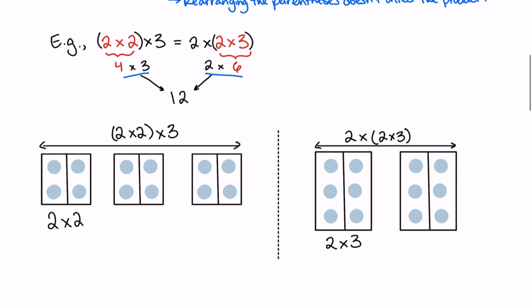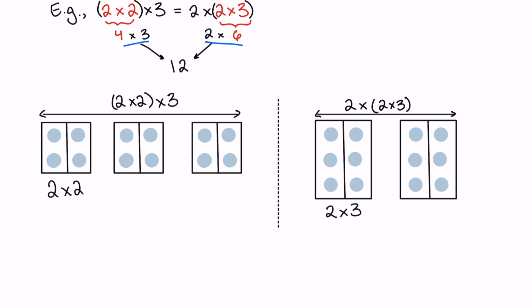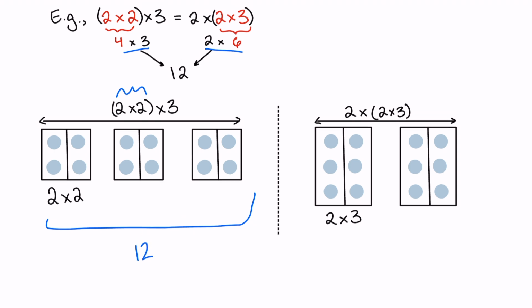Again, we can show these with different illustrations. In the first case, we have 2 times 2 grouped together first. That is represented by this square here, two groups of 2. And what we're doing is multiplying that by 3. So we have 3 groups of those 2 times 2 groups for a total of 12. In the second case, we group the 2 and the 3 together first, and that is what this rectangle here represents, 2 groups of 3. And what we're doing is multiplying that by 2. So we have 2 of these 2 groups of 3 for a total of 12. So you can see in both cases, the rearrangement of the parentheses doesn't affect the product.